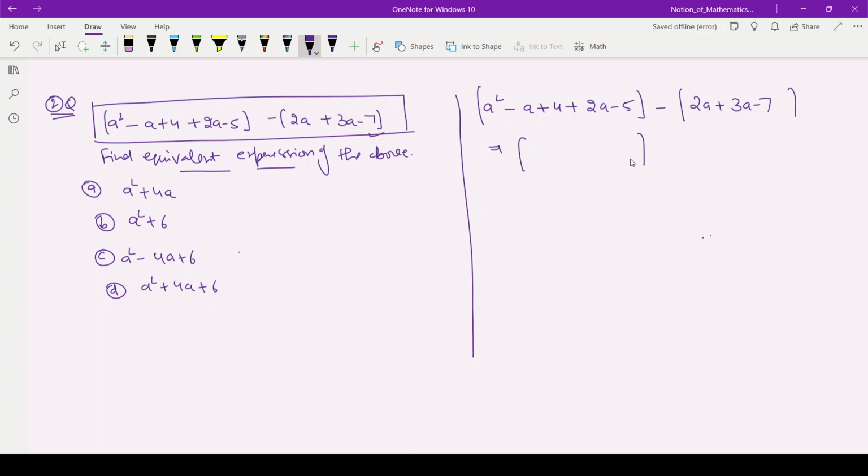That is, I can write it like a square; this minus a and plus 2a will create only a, and this 4 and minus 5 will create minus 1, and minus 2a and 3a will create 5a, and then minus 7 is given. Ultimately, it is a square plus a minus 1 and minus 5a plus 7. That is, a square, a and minus 5a is minus 4a, and minus 1 plus 7 is plus 6.